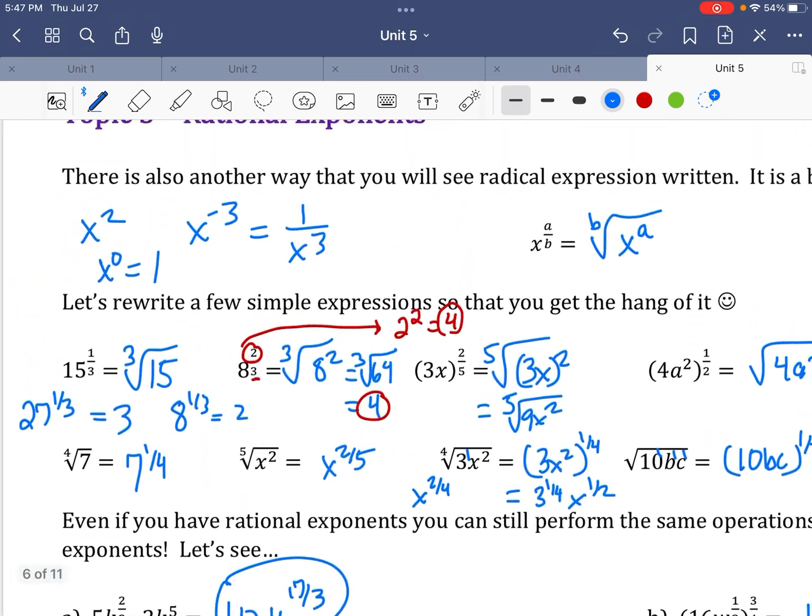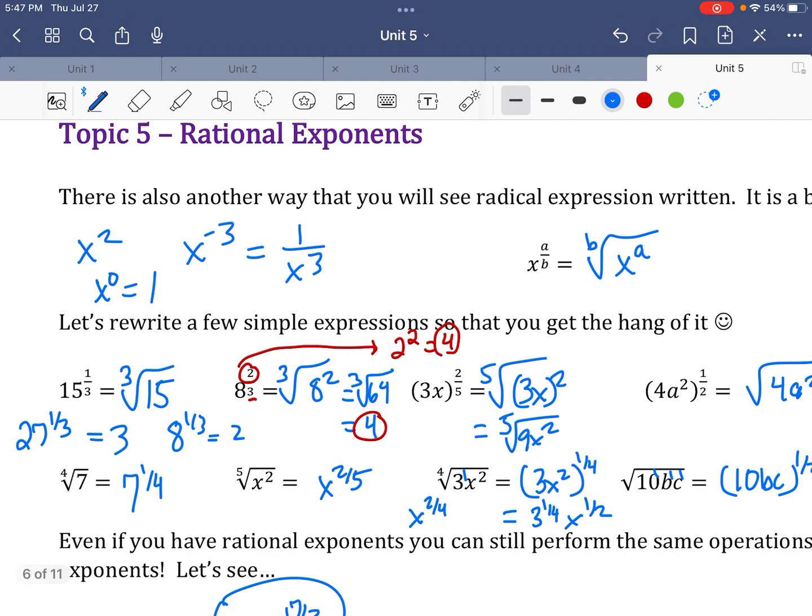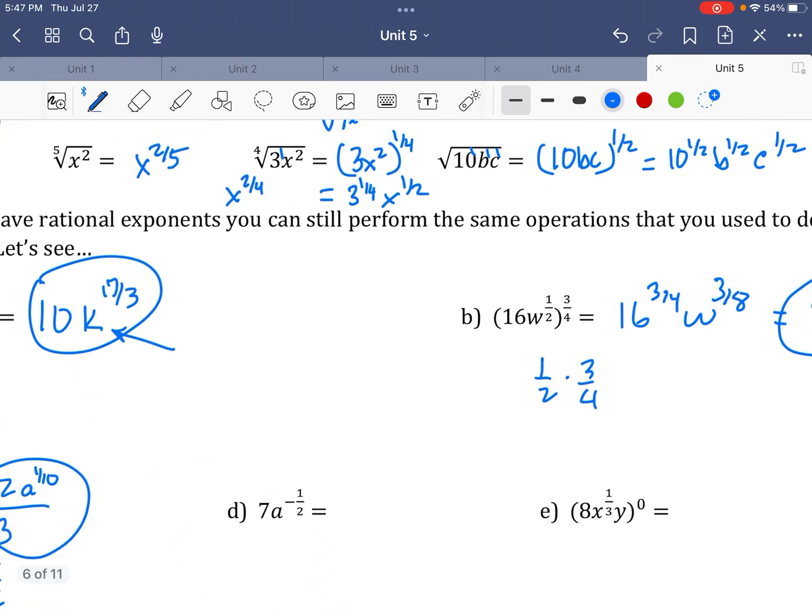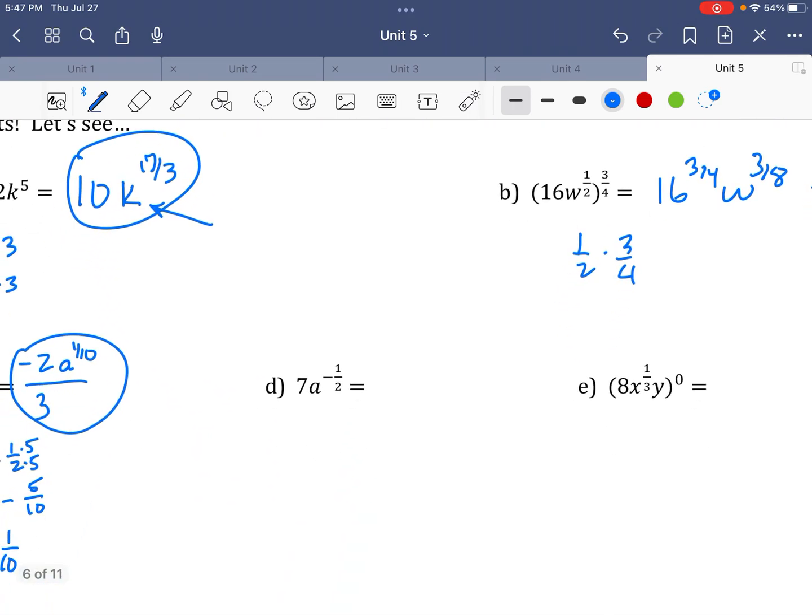All right, letter D. So when you have a negative exponent, I think I showed you that up here earlier, like right here, right? So all I can do here is say, okay, 7 over a to the 1/2. Just leave it like that. And this does mean 7 over the square root of a, if somebody wants to write it like that.